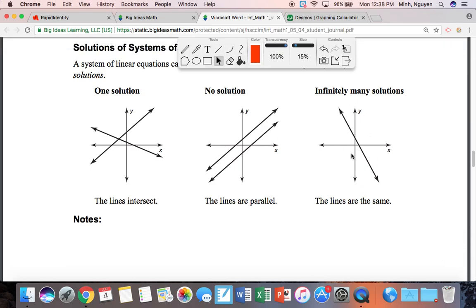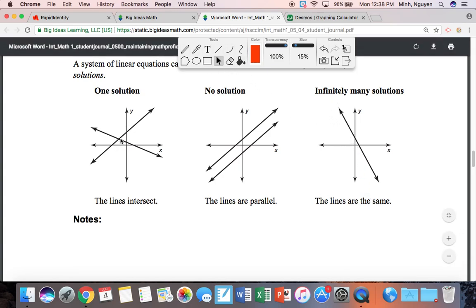So in this picture, the lines are the same, which means they're always touching. Here they touch once, they intersect once. Here they never intersect, and here they are always intersecting. Always meaning forever. So that's why the lines are the same.